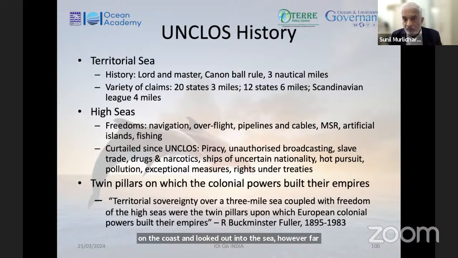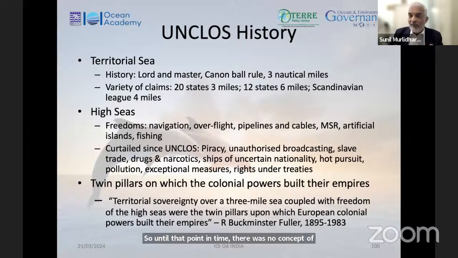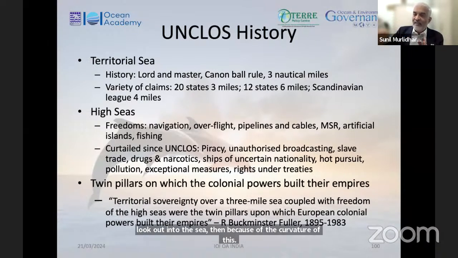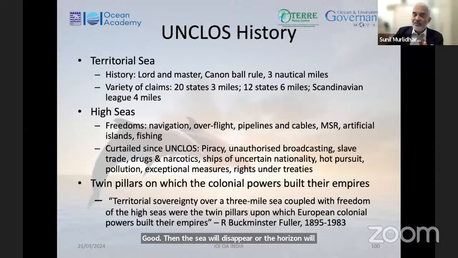That was the definition. Now, the Earth used to be flat, if you remember, in the Western world, because it was Copernicus who said that Earth was round. Until that point in time, there was no concept of this. But later, they said, okay, if you look from the vantage point out into the sea, because of the curvature of the Earth, the horizon will disappear. That was roughly calculated to be about 3 nautical miles. So that became the first definition of territorial sea.